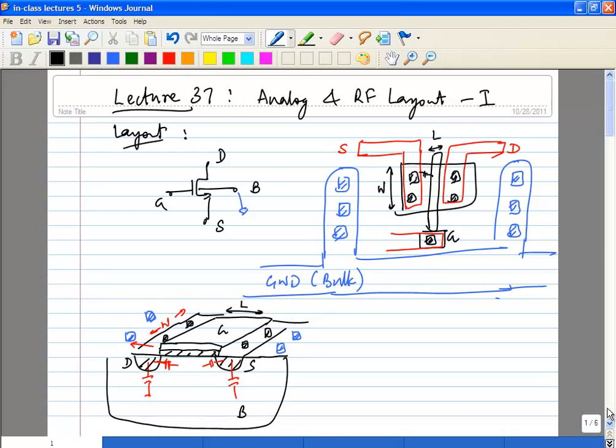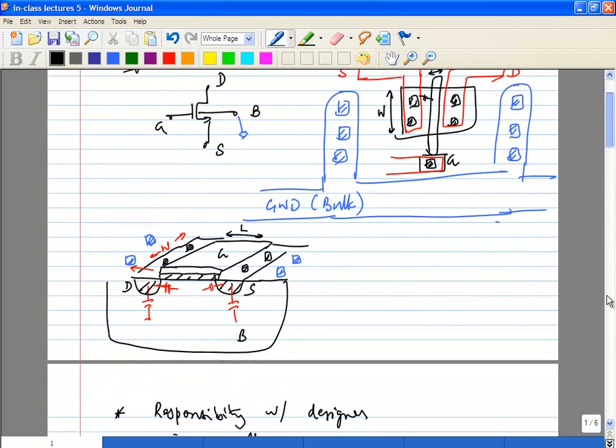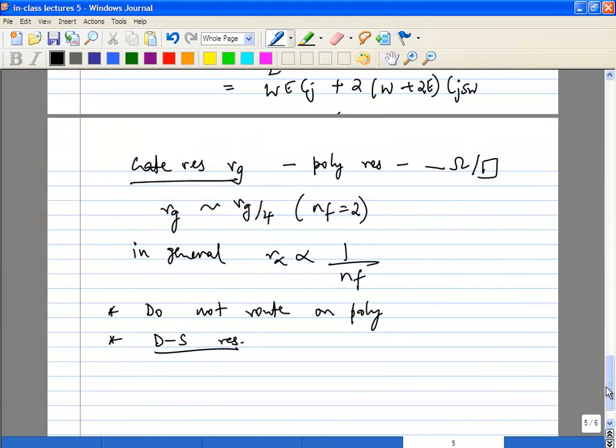And apart from that, wider metal layers, metal lines.